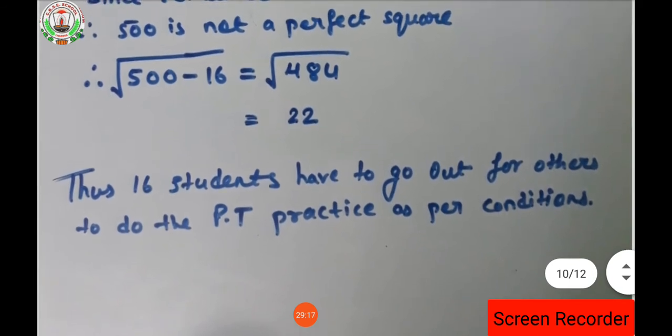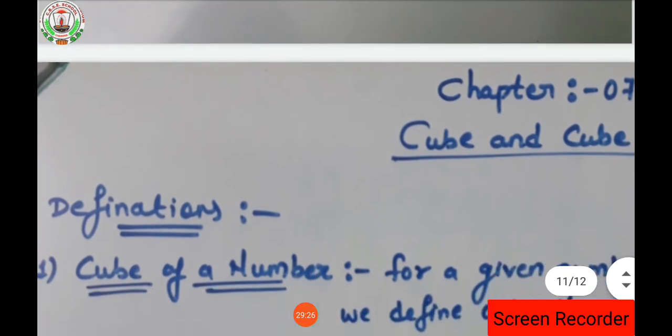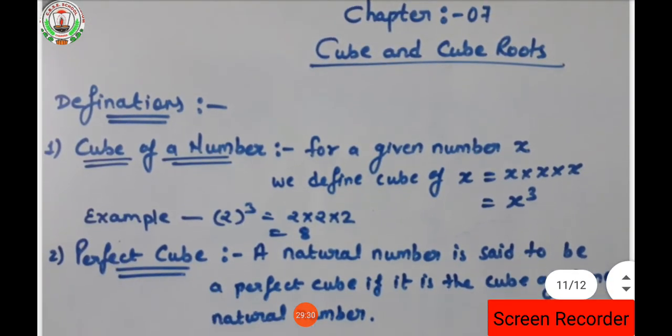So here the chapter is square and square root. Chapter number 6 is over. Now we are going to start chapter number 7. A few definitions are there. We will just go through those definitions. Okay, for this chapter you have to start from a new page.